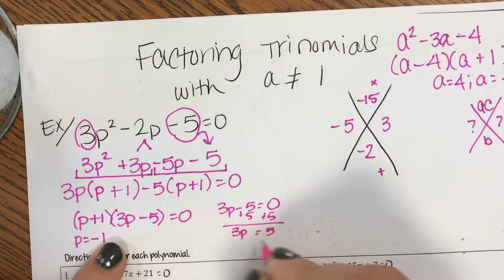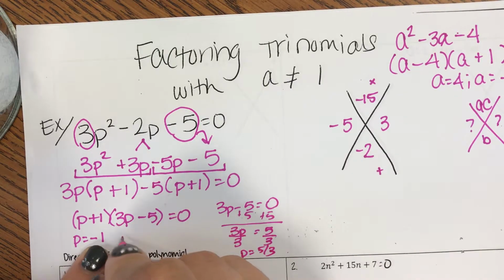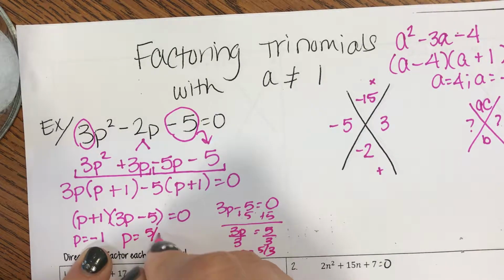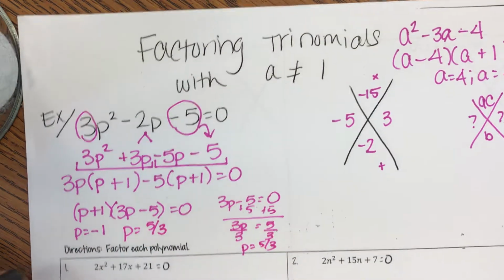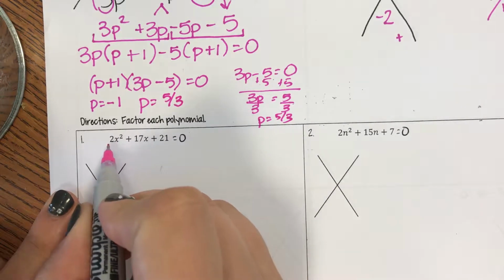That equals 3p. You're then going to divide by 3 and leave it as a fraction. P equals 5/3. Okay? So I'll do the next few with you. Look at number 2. You're going to multiply 2 times 21.